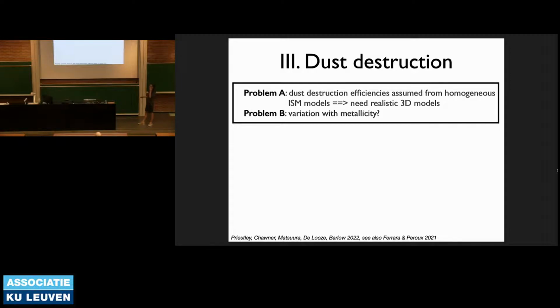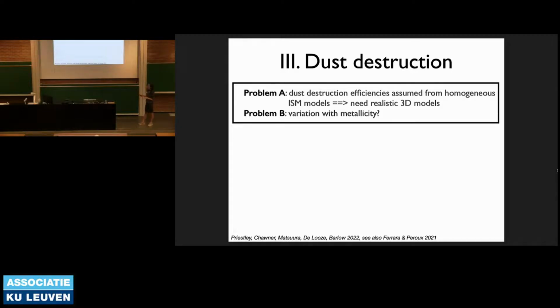So a first problem is that typically what people have assumed to calculate these dust destruction efficiencies is a homogeneous ISM structure. So typically 1D models where you cannot account for the 3D ISM structure. But if you do, there are some claims that you'll have a clumpy structure where some of the dust will be hidden and locked up in denser clumps, and then you'll have a more diffuse distribution around that.